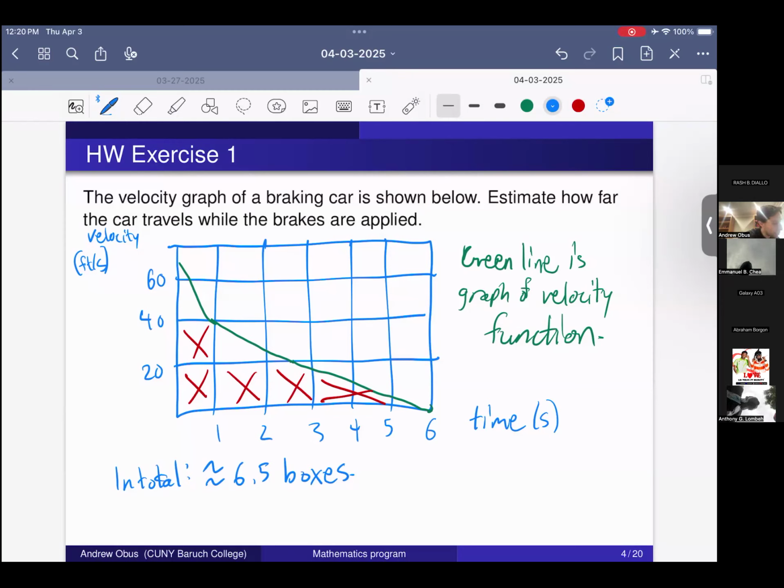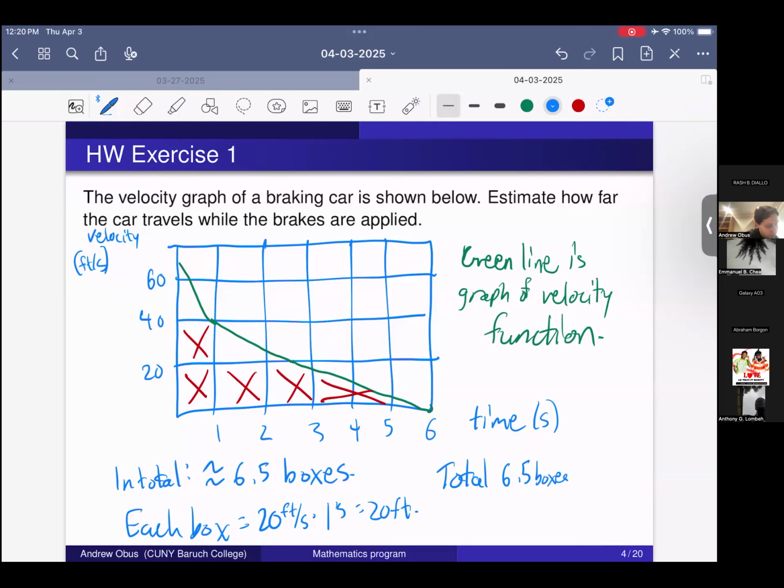If it's 6.5 boxes, each box is equal to 20 feet per second times 1 second, which is 20 feet. So my guess would be 6.5 boxes times 20 feet per box, which would come out to be 130 feet. But if you think it looks more like 6 boxes, that's very reasonable also. I would think maybe 6.5, but yeah, 6 is okay also.